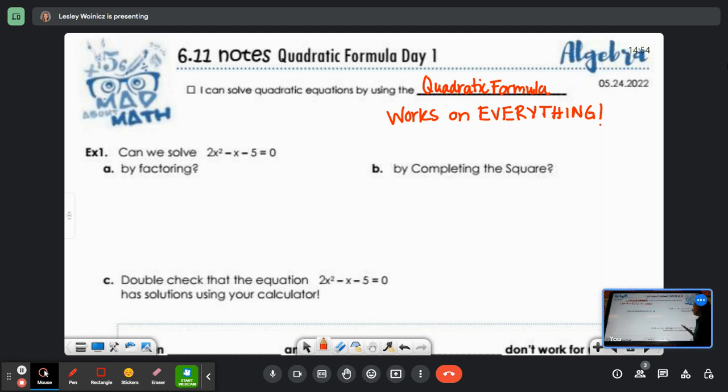Okay, so for example, we've got this problem: solving 2x squared minus x minus 5 equals 0. I want to know, can we factor it? Do we have a GCF? No. So we've got to slide the 2 to see if we have magic numbers. Now we've got x squared minus x minus 10 equals 0. Are there factors of negative 10 that sum to negative 1? 1 and 10, 2 and 5. Doesn't work, right? No magic numbers, so we cannot factor it.